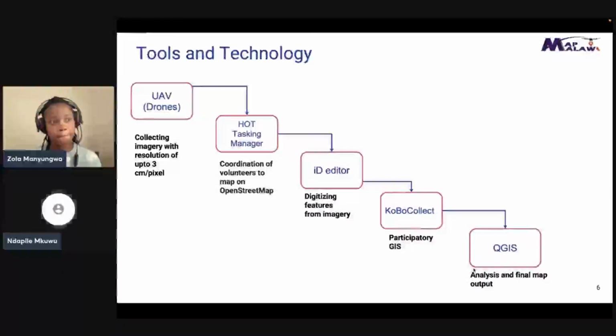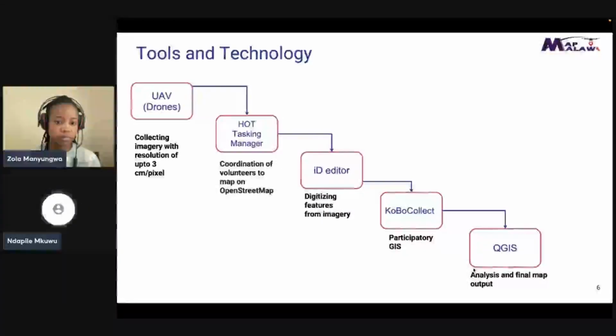We also used the HOT Tasking Manager to coordinate our volunteers on OpenStreetMap. We weren't just using one group of volunteers, we had several people, so the Tasking Manager helped us in coordinating our project. And for digitizing the features from the imagery, we used iD editor. We introduced iD editor to the volunteers that were working on the project, and some mappers also opted to use JOSM for mapping and also for the validation process.